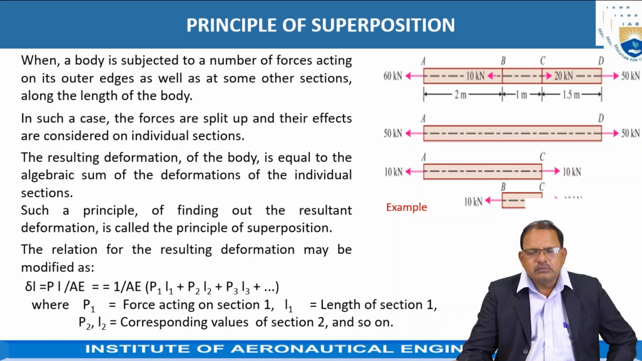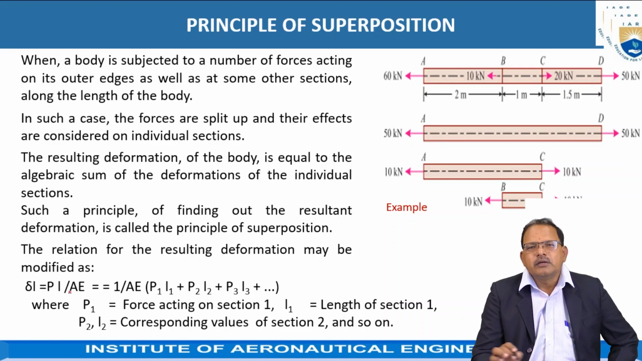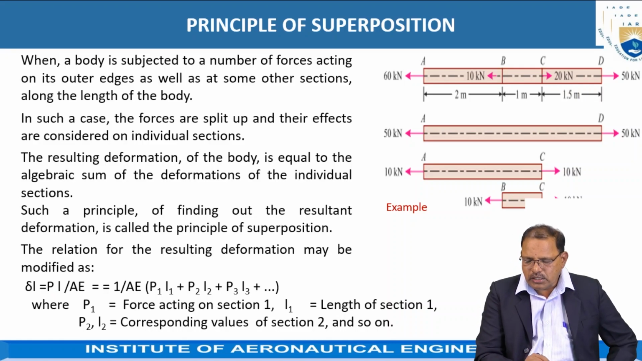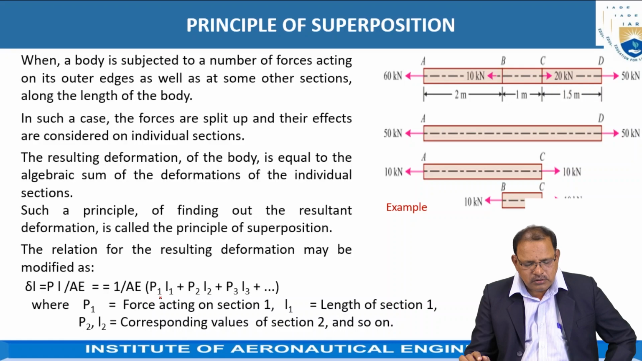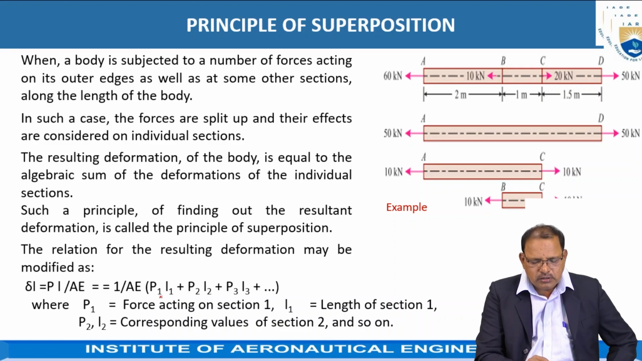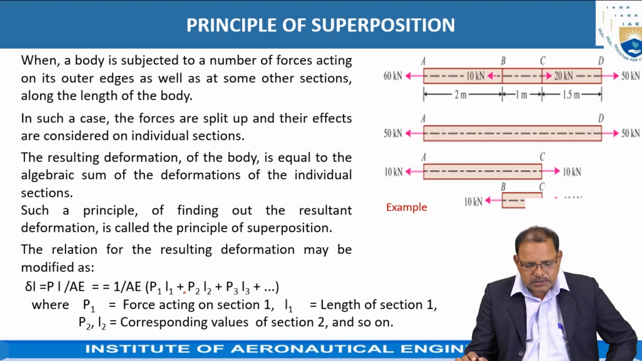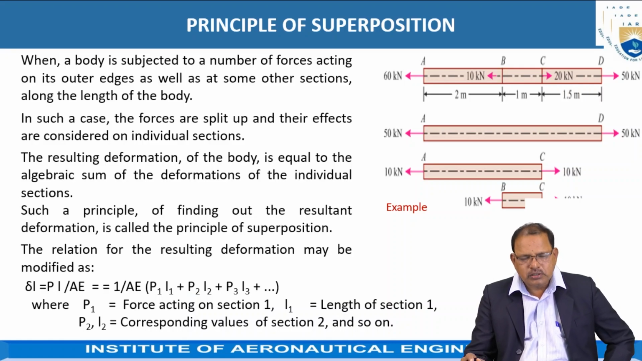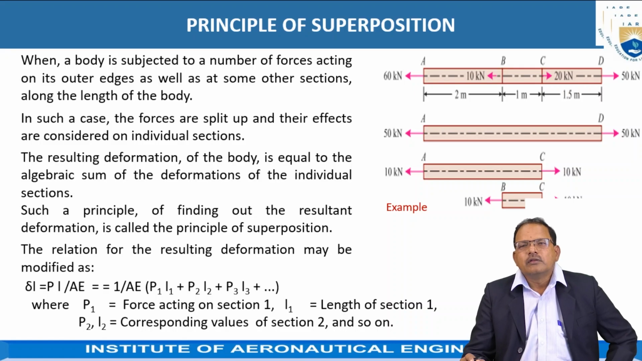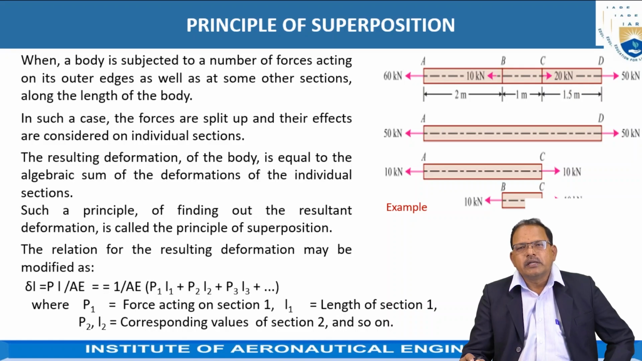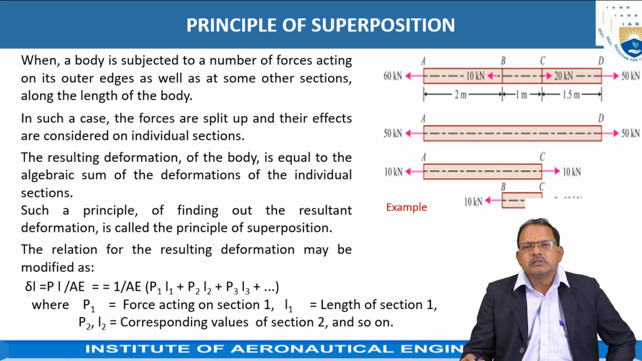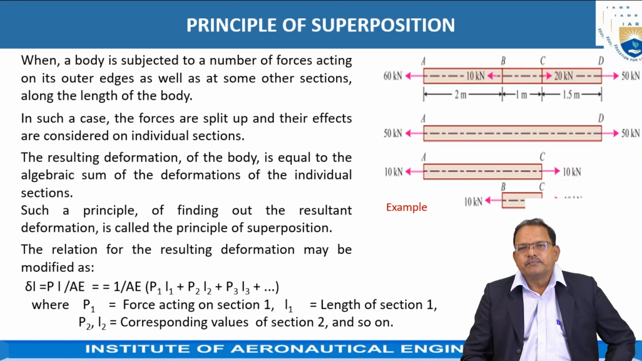Okay, the relation is delta L is equal to P into L divided by AE, which is equal to 1 by AE into, when a number of sections are there, P1 L1 plus P2 L2 plus P3 L3 and so on, where P1 is representing the forces acting in section 1, L1 is representing the length of section 1, and P2 L2 and P3 L3 represent the corresponding sections 2 and 3.